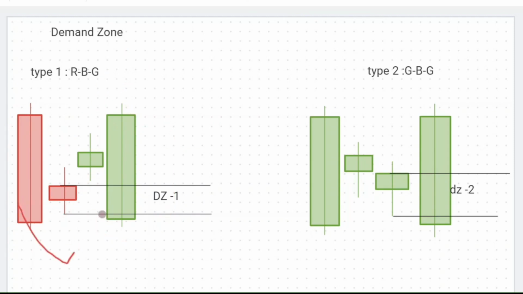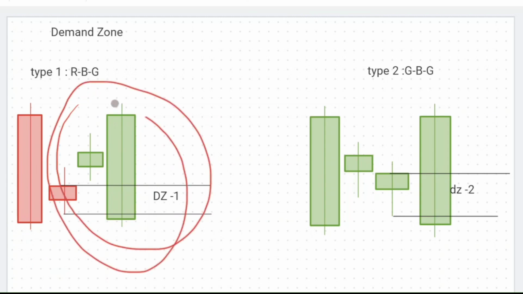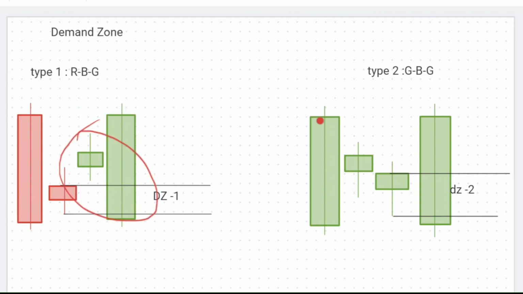So we always follow the type 1 and type 2 structure, which is red, base, and green, right? We will give more preference to it. So this is our demand zone. Now let us come to the supply zone.